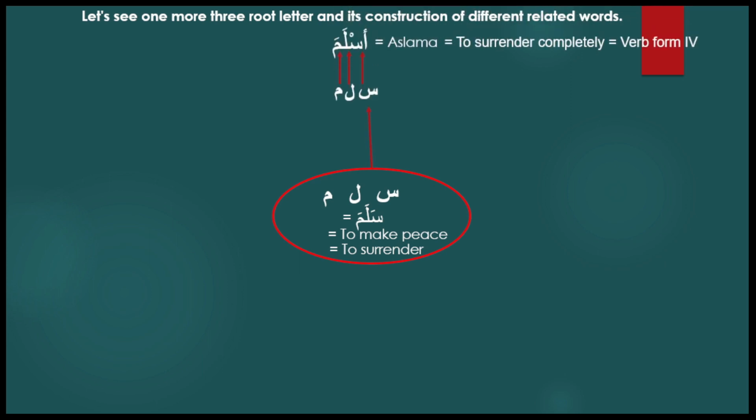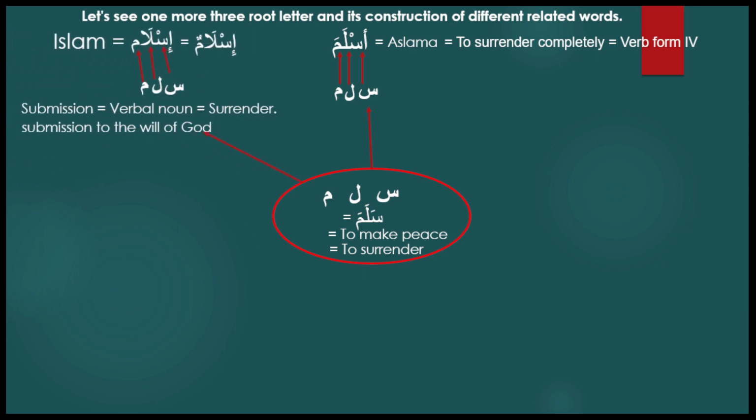We can see other words from these three base letters, like aslama. Aslama means to surrender completely. It is the verb form 4, which we will discuss later. We can see these three letters in Islam. Islamun, or Islam, means submission. It is also a verbal noun. The actual meaning is submission to the will of God.